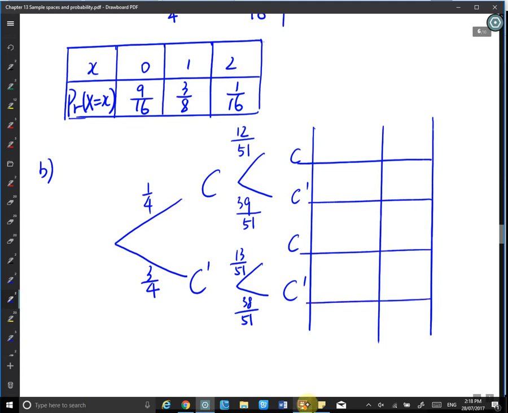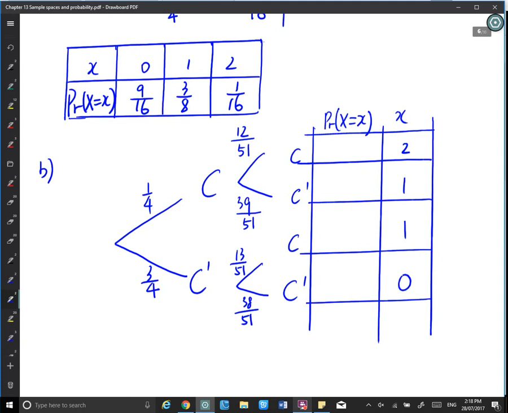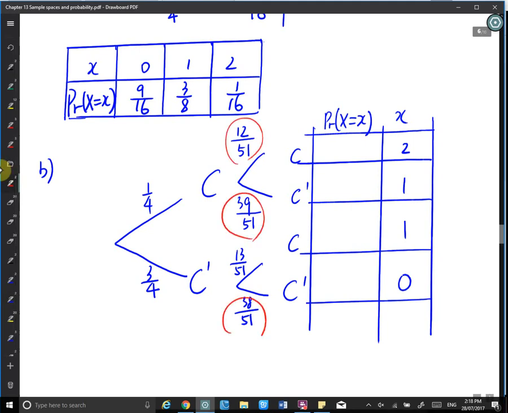The values of x are 2, 1, 1, and 0. And the probability of x equals this, well, you need to calculate that. I'm not going to calculate that, it takes too long. You need to simplify that. For example, I can simplify this one. I can simplify that. Maybe I cannot simplify that. I can simplify those two here.